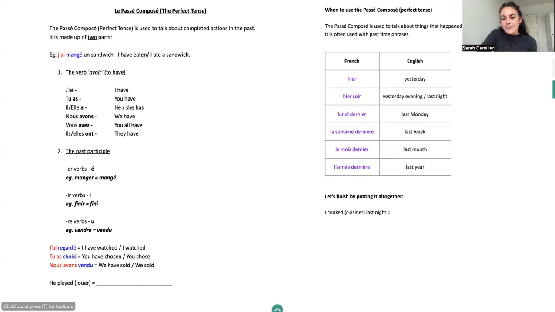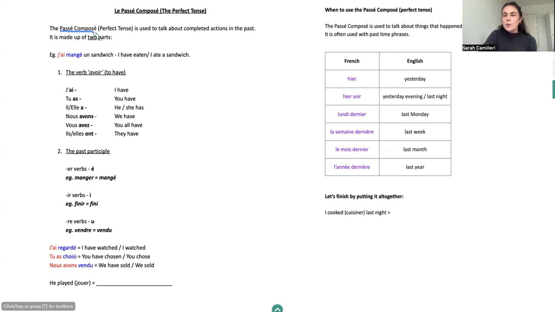Welcome to today's lesson where I'm going to be taking you through the past tense in French. If you want to talk about past events in French, you're going to have to use a tense called the passé composé, otherwise translated in English to the perfect tense.